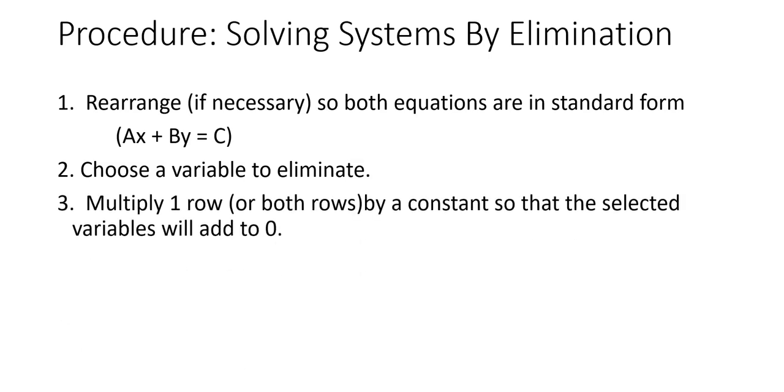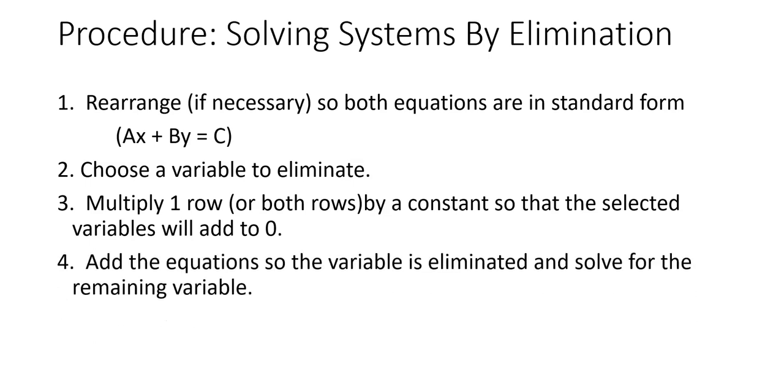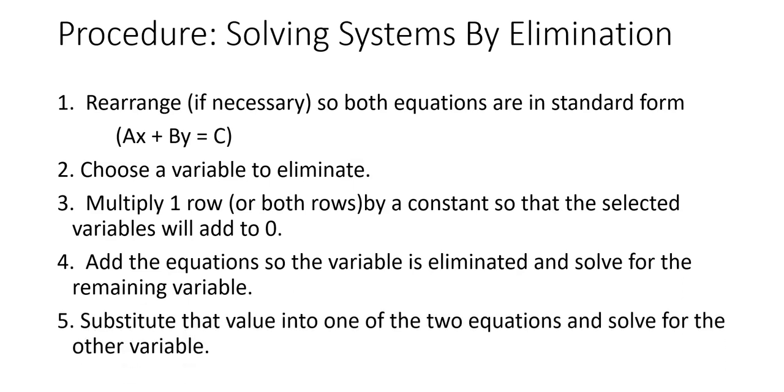Right? You may have to multiply both rows by a constant. You might be able to get away with only multiplying one so that the variables will add up to 0. Add them up, solve for the remaining variable, and then go back and substitute. When you get done, write your answer as an ordered pair.